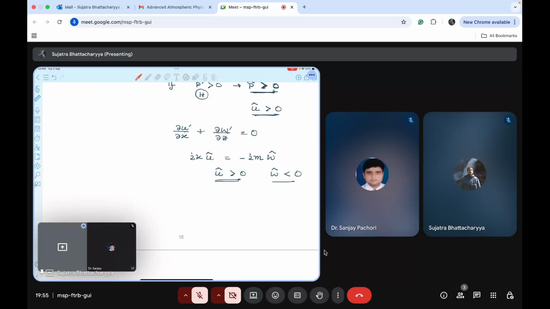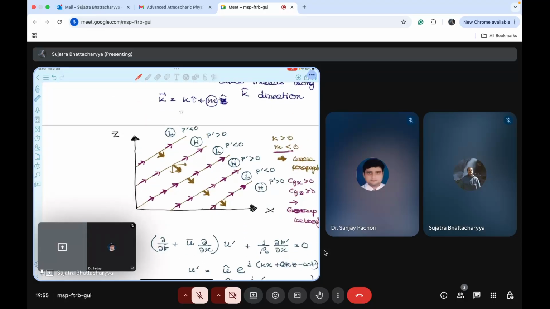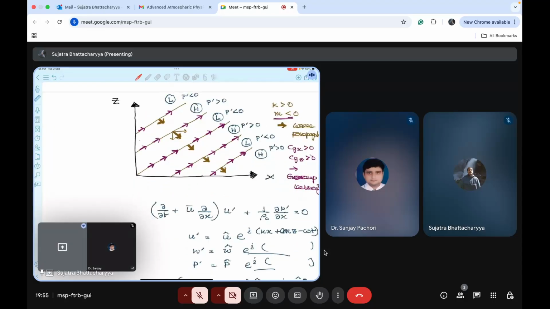Okay, remember w dash is positive. Is it true? No. See, iota iota cancels, but m we have assumed negative. So if m is negative, there is a minus sign. So w hat is also positive. Negative, negative, positive. So u hat is positive, w hat is positive. That's why it is going like this. This is high, but for low it will be negative. All will be negative. So like this, right?